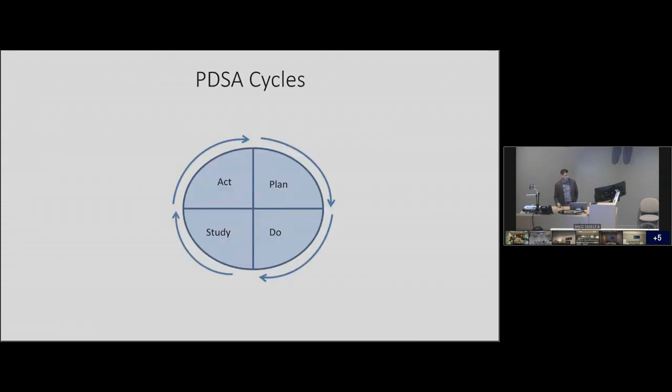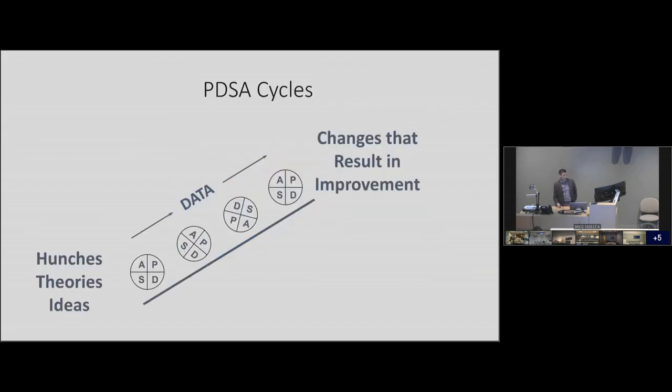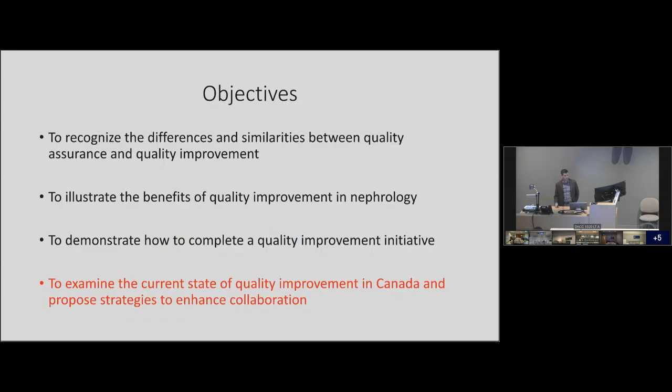So I'm just going to skip over PDSA cycles because I think we're all familiar with that, where we plan a change, do it, study it, and act upon it. And over time, by testing our changes, we learn information that takes us from a simple change to a change that results in improvement. Because I want to talk a little bit about where we are currently in Canadian nephrology, looking at quality indicators and potential collaboration for quality improvement. So that's the fourth objective I'm going to cover in the remaining time.